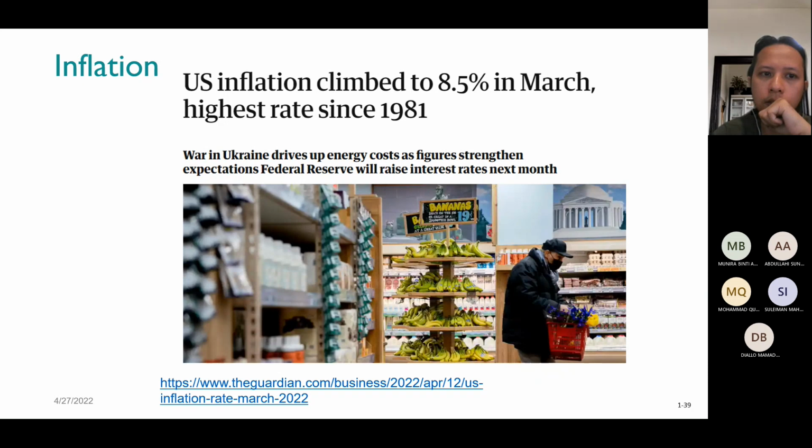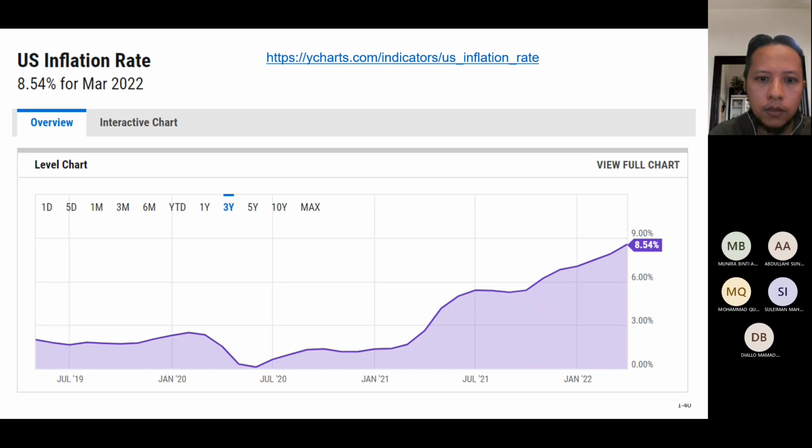Recently this is what is happening in the US. Inflation climbed to 8.5% in March, the highest rate since 1981. If you compare over the two-year period during the pandemic, inflation didn't go above 3%, but at the start of 2021 it increased, and now it is around 8.5%.